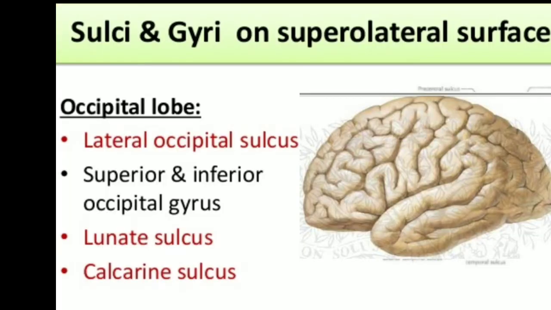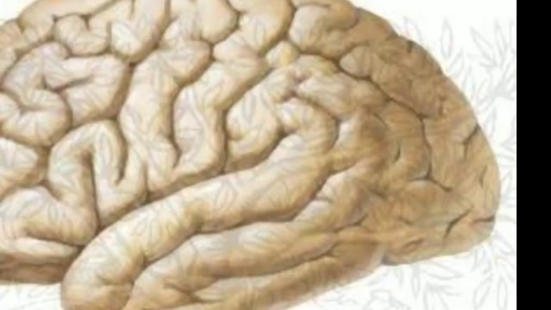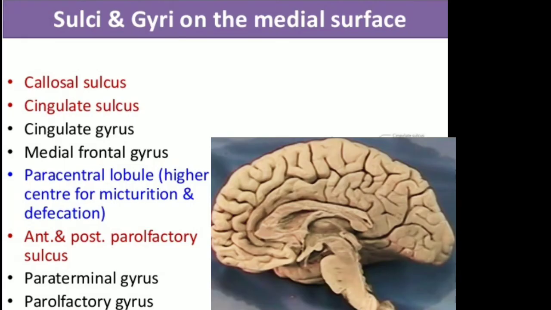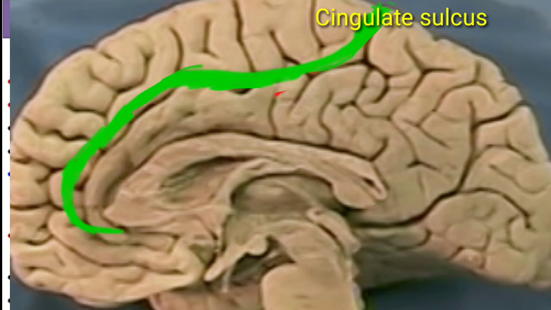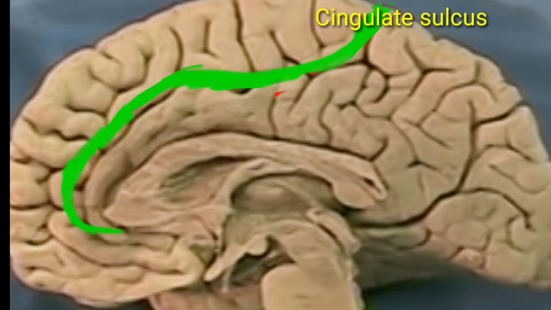Next, coming to the sulci and gyri present on the occipital lobe. The lateral occipital sulcus, superior and inferior occipital gyrus, lunate sulcus, and calcarine sulcus. Next we see the sulci and gyri on the medial surface, cingulate sulcus. It is the most prominent sulcus. It forms a curved course about 1 cm above and parallel to the convex margin of the corpus callosum. Anteriorly it ends below the genu of corpus callosum.